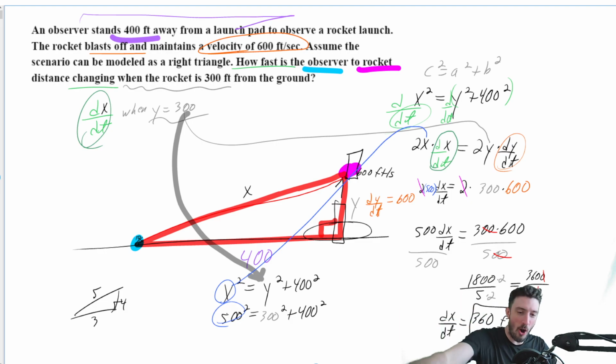What an awesome problem. Hopefully you can also blast off with your math knowledge.